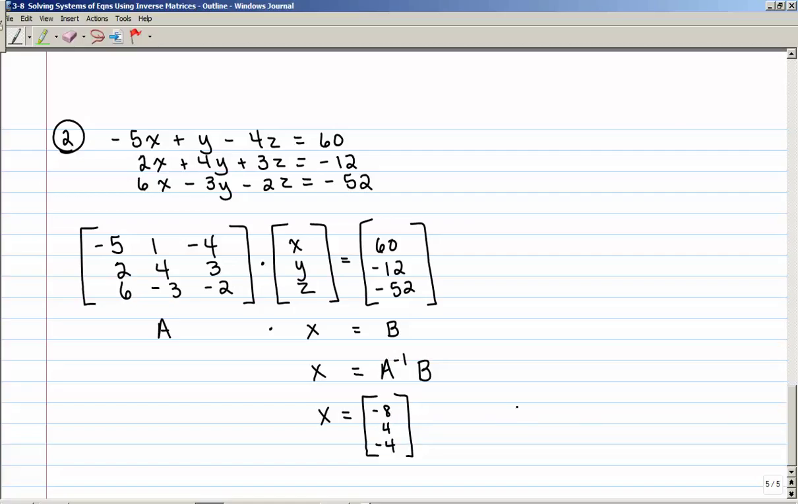which that's not how I want to write my answer. I want to write my final answer as an ordered triple because it's actually 3 values, x, y, and z, and that's how we write it like that. And believe me, this is a lot easier than trying to solve one of these by hand.